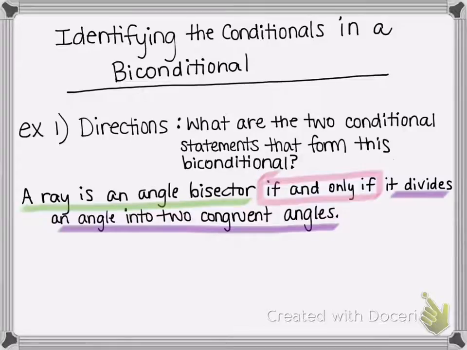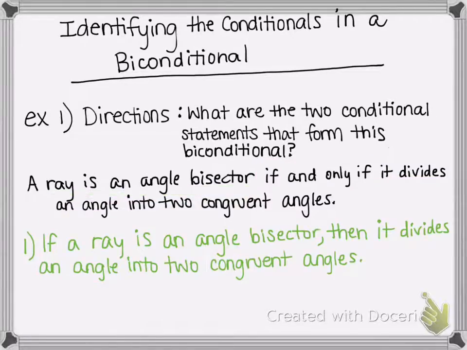And let's get to writing. Hypothesis, conclusion, if-then, that needs to be a conditional. So, our conditional statement is: if a ray is an angle bisector, then it divides an angle into two congruent angles. All we did was take the biconditional, kick out if and only if, and throw in if-then. Now, that's the conditional.